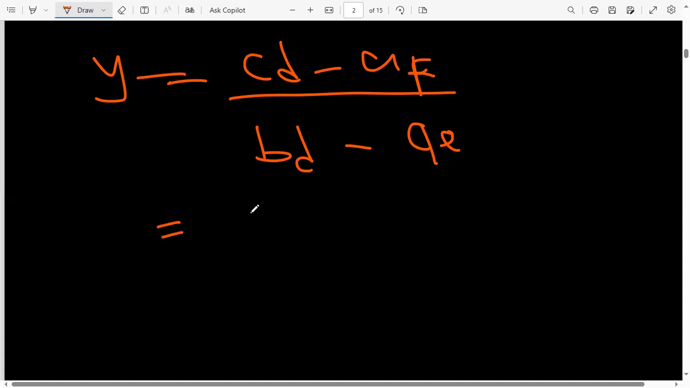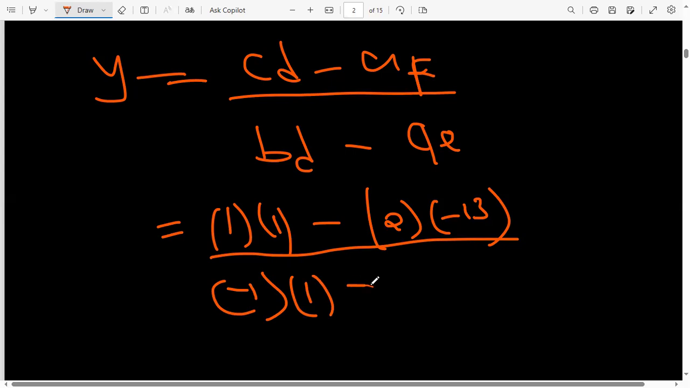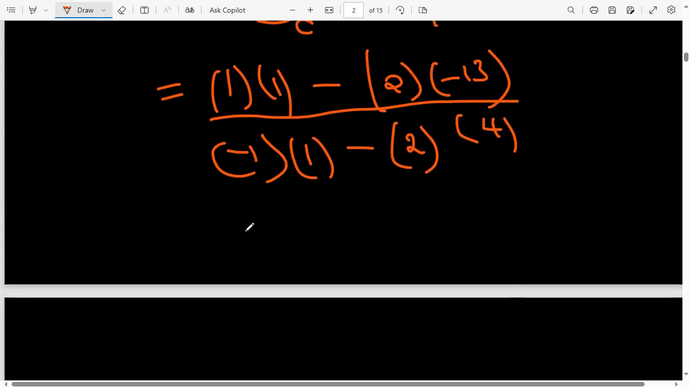So we're just going to replace these letters with their numbers now. Our C was just a 1, and then I'm multiplying by a D, which was also a 1. Then minus, what was our A? Our A was 2, and then I'm multiplying by our F, which was minus 13. Then we are dividing all this by BD minus AE. So B is minus 1, and then I'm multiplying by D, which is 1, minus A, which is 2, multiplied by E, which is 4. So this is what we get.